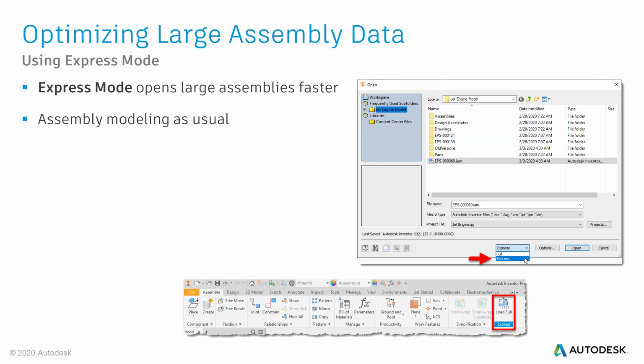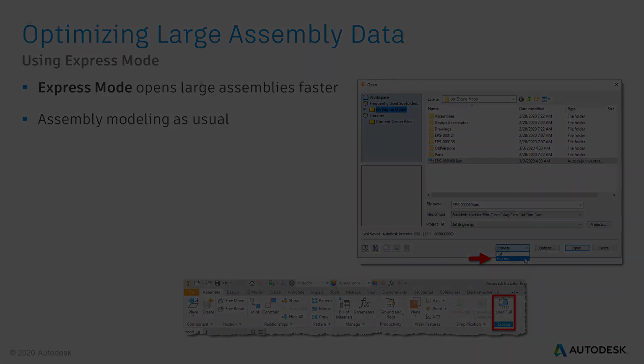Typically, if you open an assembly, it opens in full mode, so to say, and all component data is loaded into memory. For large assemblies, Inventor provides an Express Mode where the model opens much faster by loading only component cache graphics into memory. The best thing: you can work on the assembly by using known assemble commands.